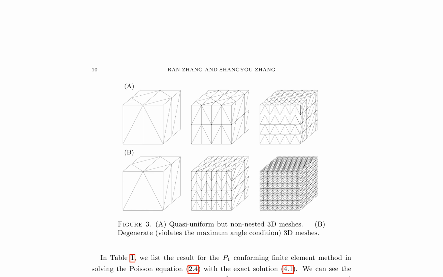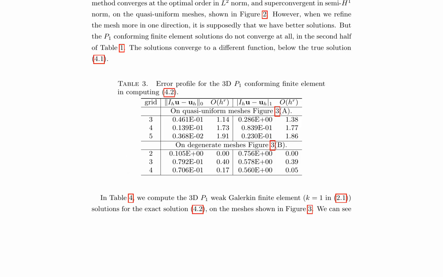The results highlight the advantages of the weak Galerkin method over the conforming method, especially in terms of robustness and efficiency. The authors provide visual representations of the meshes used in their experiments in Figures 2 and 3, illustrating the differences between quasi-uniform and degenerate mesh configurations.